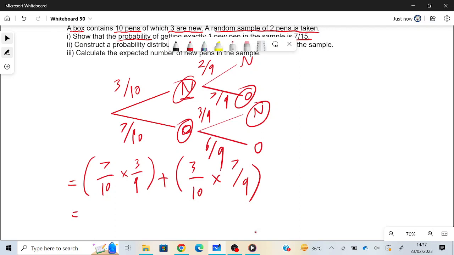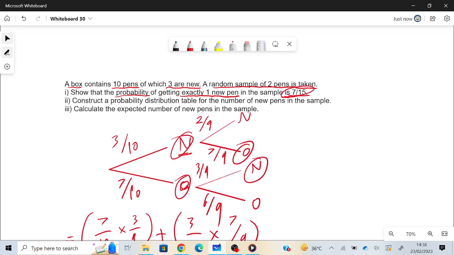And go ahead and put this into a calculator. Let's find our probability. And this is 7 over 15, as they stated in the question to prove, which we have successfully done. Yep, we said it's 7 over 15, and that's what we got.